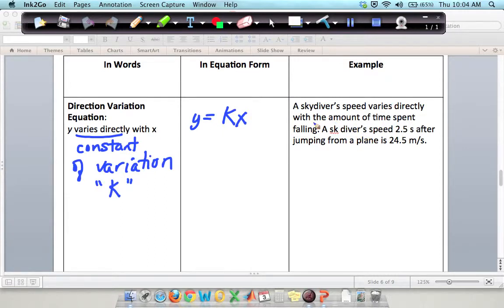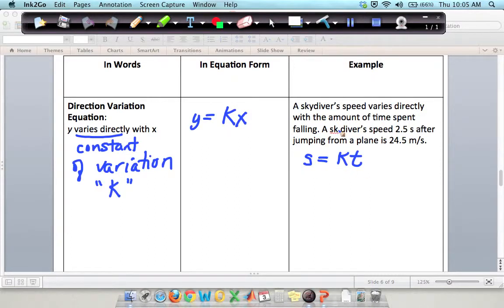A skydiver's speed varies directly with the amount of time spent falling. Let's write this as an equation. When I have a word problem, I'm trying to pick variables that kind of go with the problem. You don't have to pick the exact ones I do. For speed, we'll use S, varies directly, equals K, and the amount of time spent falling. So I'll use T for time. So S equals K times T. That's the direct variation equation.